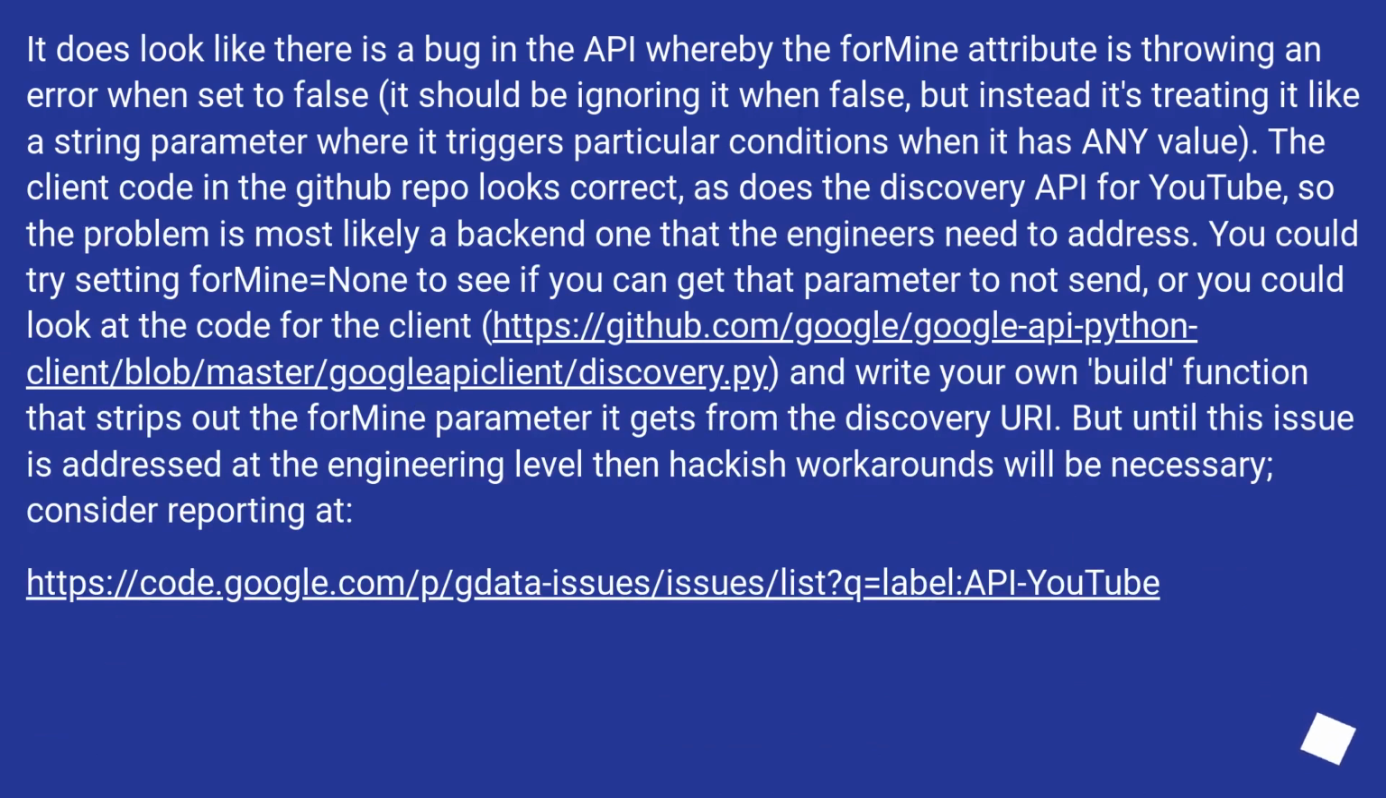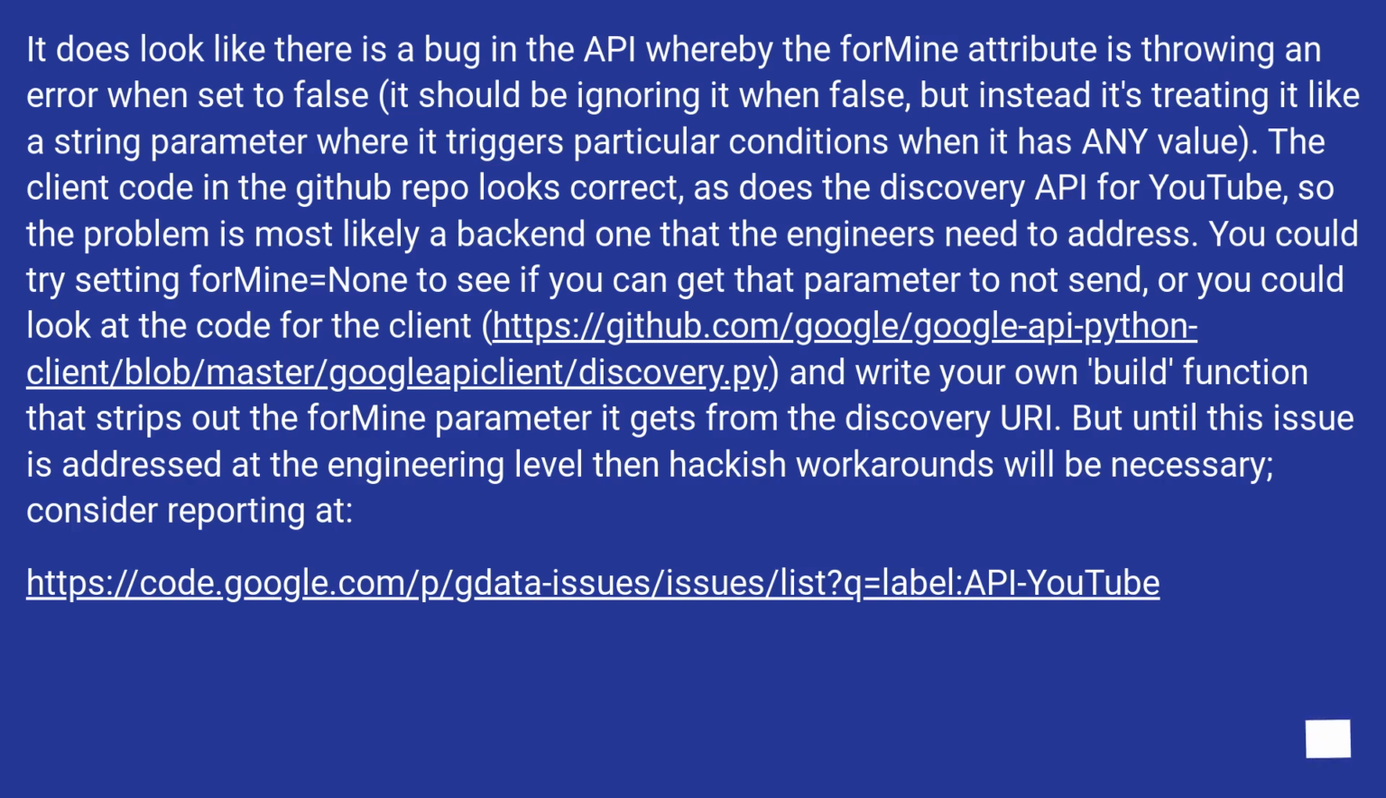It does look like there is a bug in the API whereby the forMine attribute is throwing an error when set to false. It should be ignoring it when false, but instead it's treating it like a string parameter where it triggers particular conditions when it has any value. The client code in the GitHub repo looks correct, as does the discovery API for YouTube, so the problem is most likely a backend one that the engineers need to address.